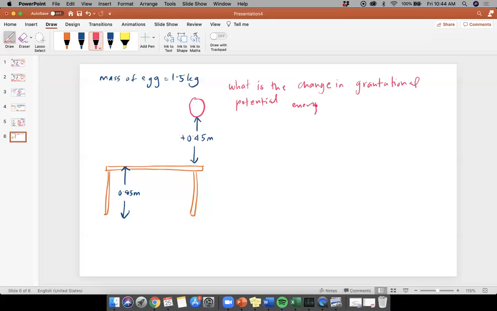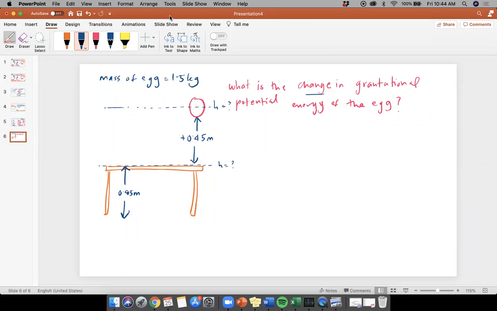So how do you solve this? What should you do? Okay, so it's asking you for change, right? Calculate for both heights. Calculate for both heights and, yes, that's the right step. Then subtract.